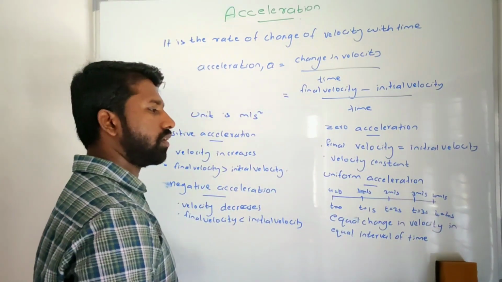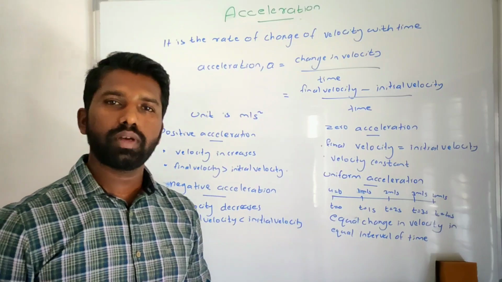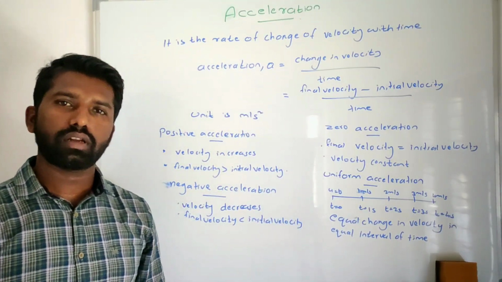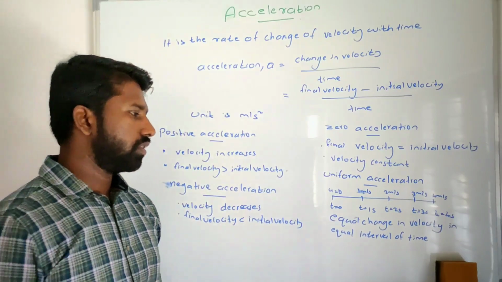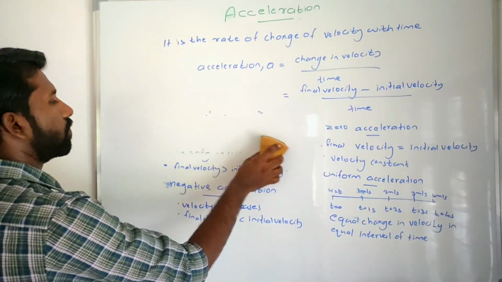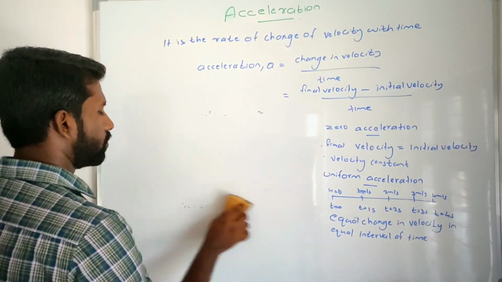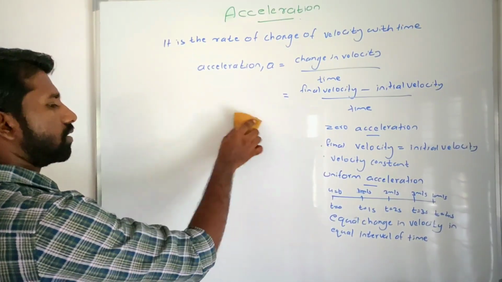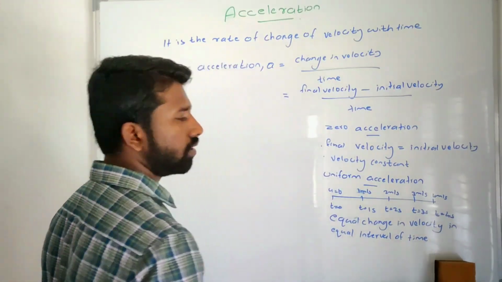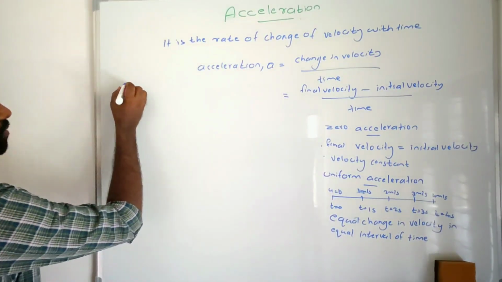Interval of time. An example of uniform accelerated motion is a freely falling body. That is a uniform accelerated motion. Next, if this acceleration value is not uniform, that means the acceleration is not constant, we can say that the object is in variable accelerated motion.